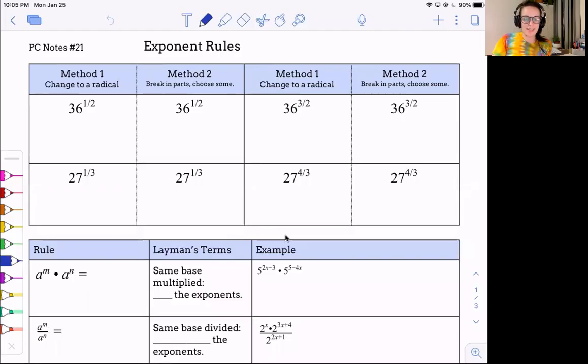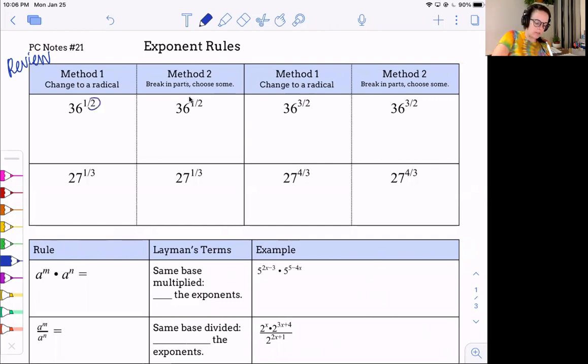Hi y'all. Today we are learning exponent rules. To start, I have a little bit of a review here. Ms. Joelle told me that you learned how to change fraction exponents into radicals. So this will be a little bit of review. That's method one. And then I'm going to show you a different method that you might like.